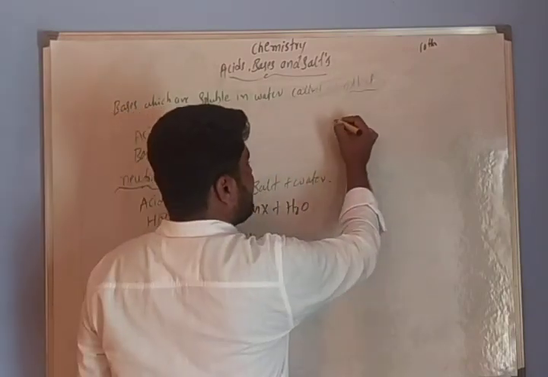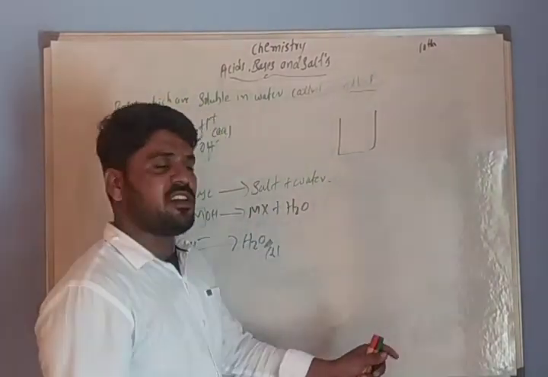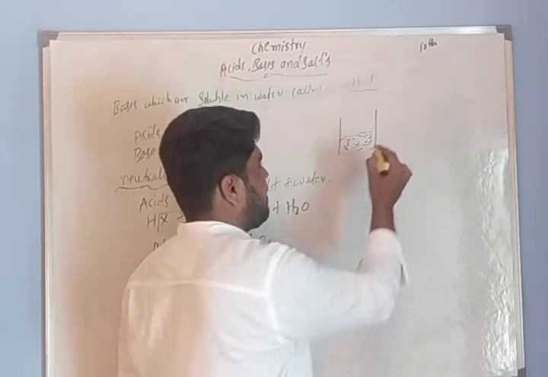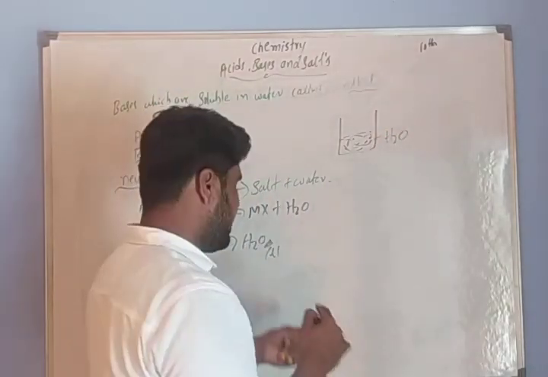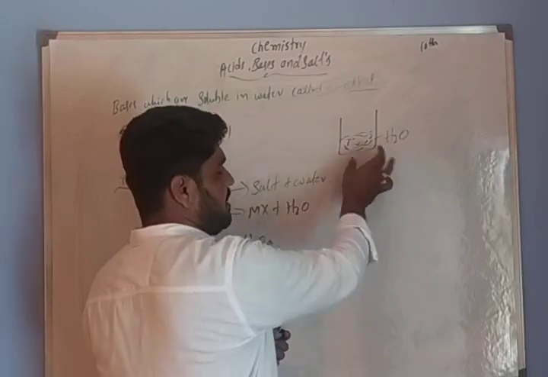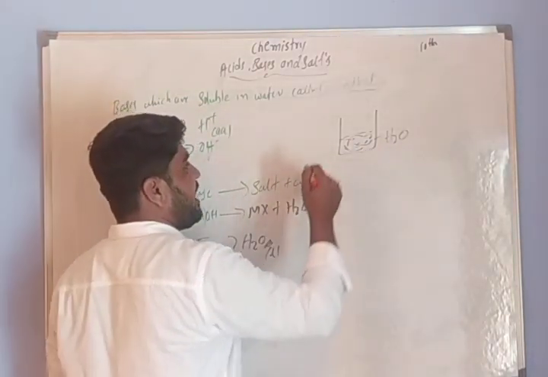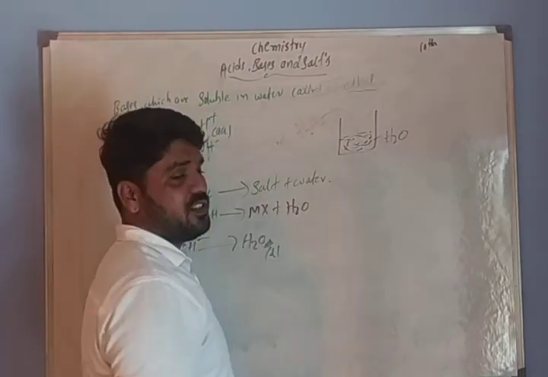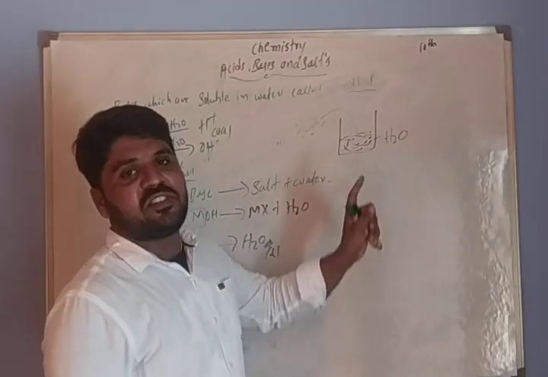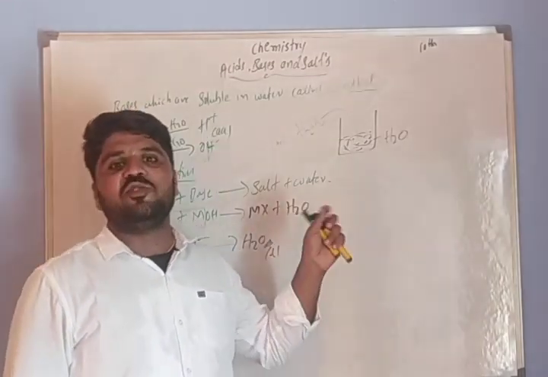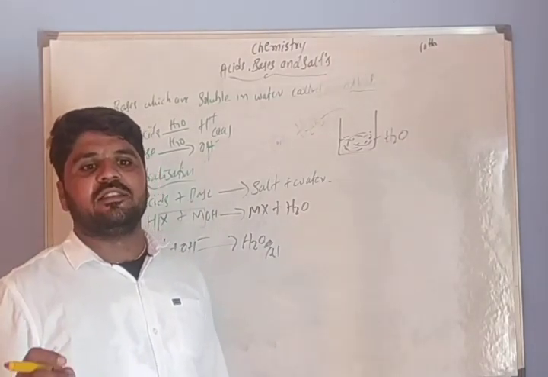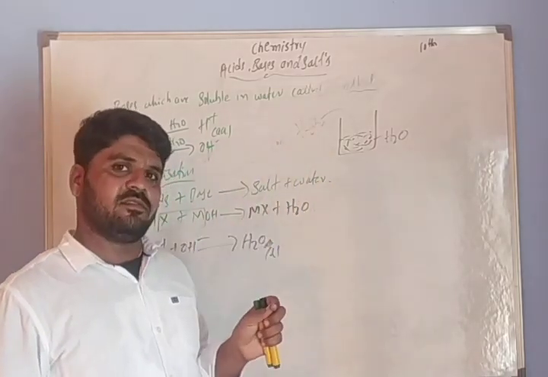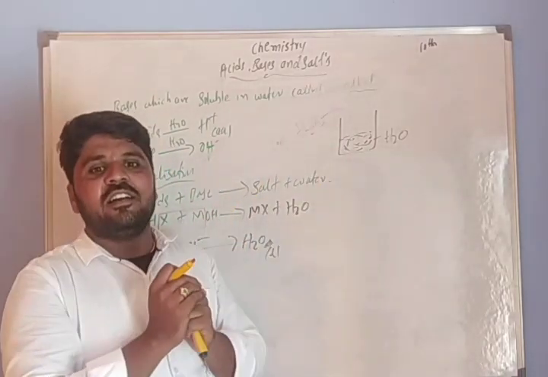If you take a beaker, I am going to fill half of it with water. First I am taking water right now. To this water I am going to add concentrated H2SO4. This is the way to dilute the H2SO4. This we call the dilution process. Dilution means addition of water to any acid or base.